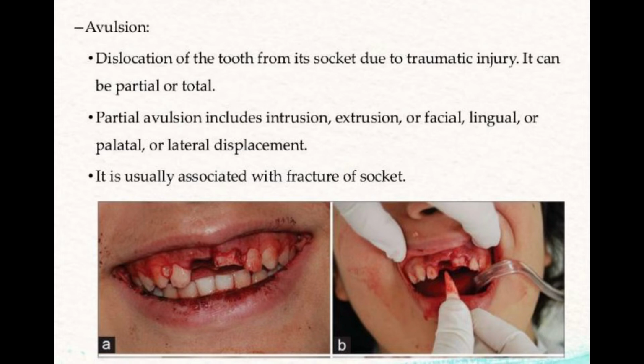Avulsion. What is avulsion? It is the dislocation of the tooth from the socket due to traumatic injury. It can be either partial or total. Partial avulsion includes intrusion, extrusion, facial, lingual or palatal, or lateral displacement. The avulsion is accompanied by fracture of the alveolar bone. Partial avulsion is managed by repositioning of the tooth and stabilization with splints. A completely avulsed tooth can be reimplanted in the socket.